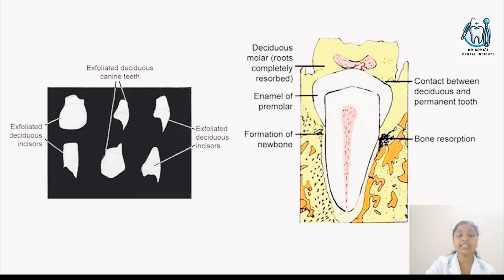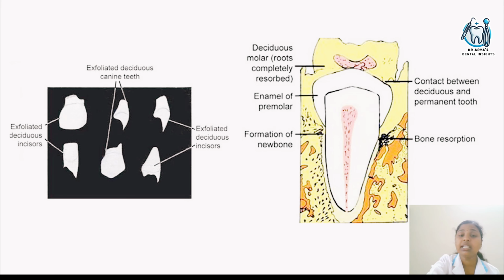Here these are the exfoliated deciduous canine teeth, these are the exfoliated deciduous incisors. So these are the incisors and these are the canine teeth. Exfoliation occurs 2 to 3 years after the root is completely formed. The root begins to resorb at its apical end and continues in the coronal direction. The follicles of the developing incisors and canines are in a position lingual to the deciduous roots, hence the resorption takes place in apical and lingual direction.